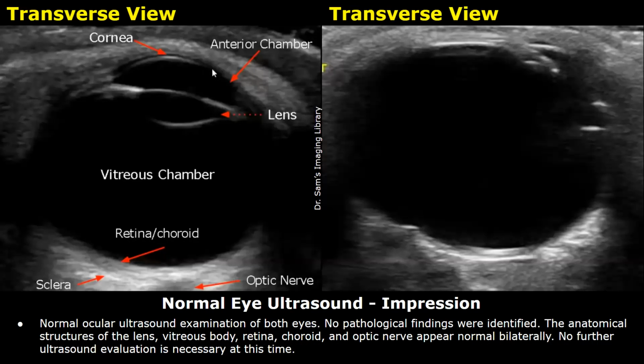And this is the impression. Normal ocular ultrasound examination of both eyes. No pathological findings were identified. The anatomical structures of the lens, vitreous body, retina, choroid, and optic nerve appear normal bilaterally. No further ultrasound evaluation is necessary at this time.